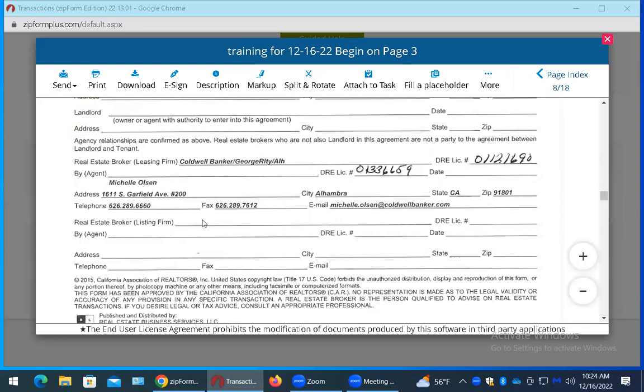All of this should be completely filled in. Do not leave any of this blank. Make sure you've filled everything out here. Make sure the other agent gives you all of their information so you can put that in the lease.